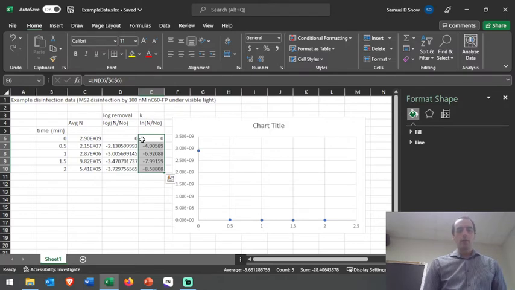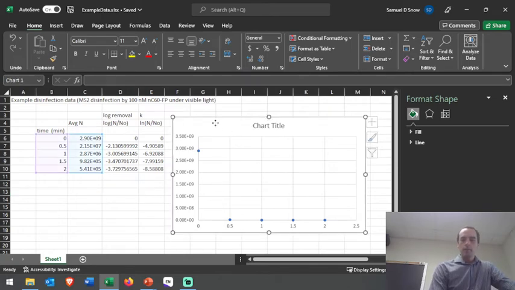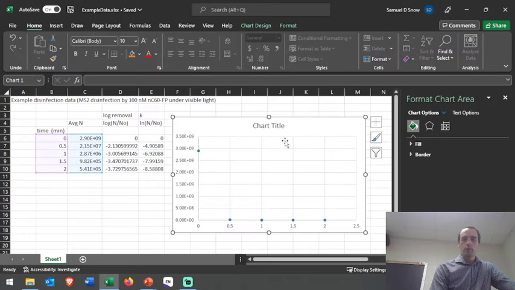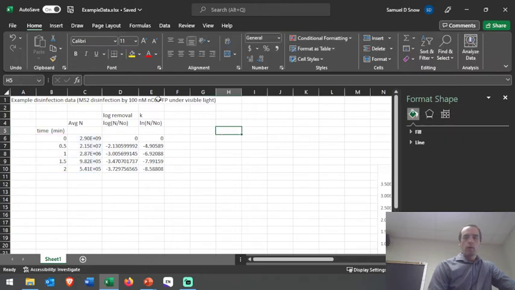And this should actually look quite similar. Of course, the natural log is different than a base 10 log, but it's close enough. Okay, so I'm going to move this aside, and then we'll see if we are linear when we create a new graph.